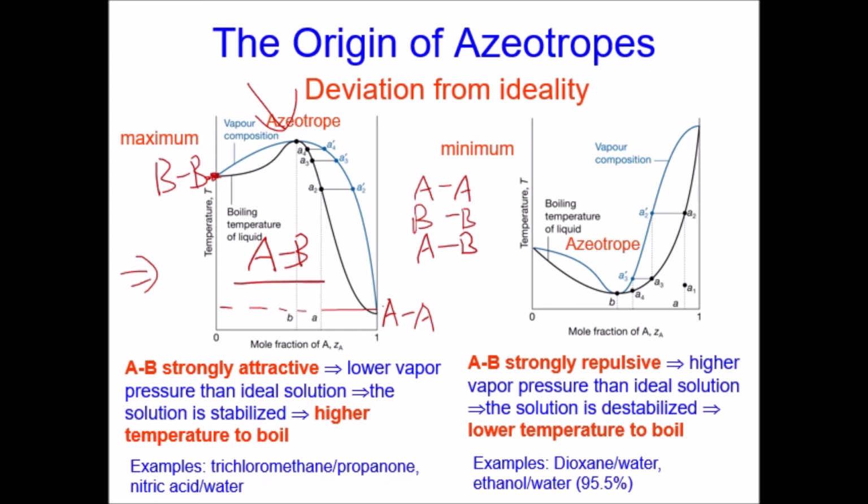On the other hand, on the right side phase diagram, we see a minimum boiling point azeotrope, and that indicates the A and B intermolecular interaction is strongly repulsive, and therefore you need a low temperature to break apart intermolecular interaction and become gas phase. Examples include dioxane-water and ethanol-water mixtures.